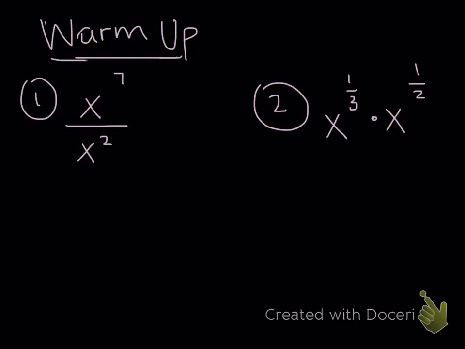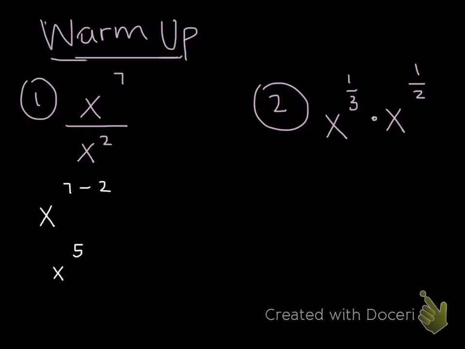Alright, so to work through the solution, here I am dividing with the same base. If I look at my chart, if I'm dividing with the same base, I have the same base of x, and I am subtracting my exponents. So my final answer would be x to the 5th power, and that's it.